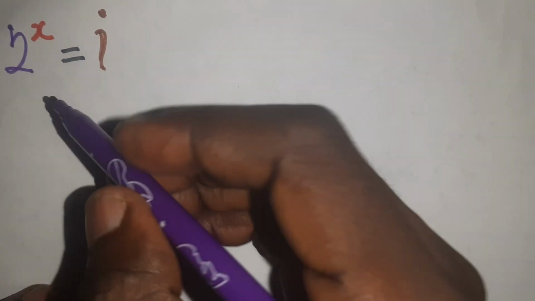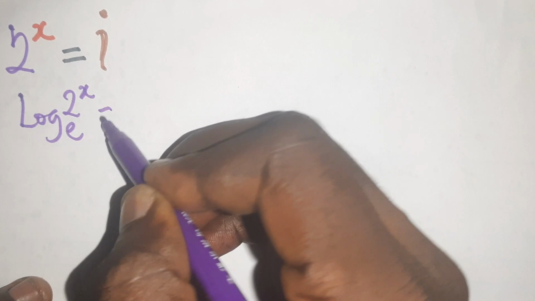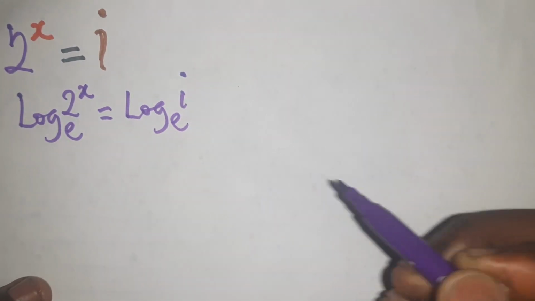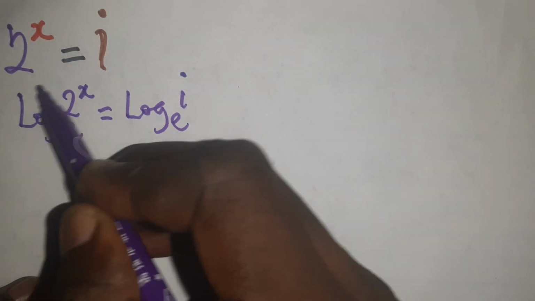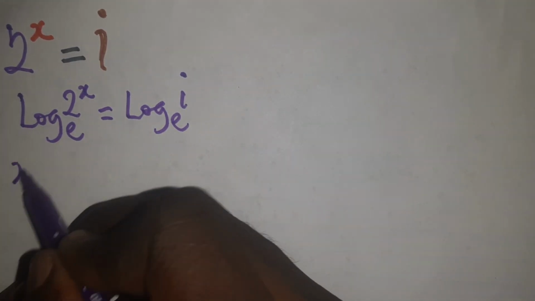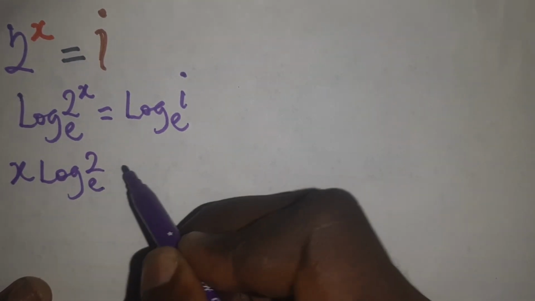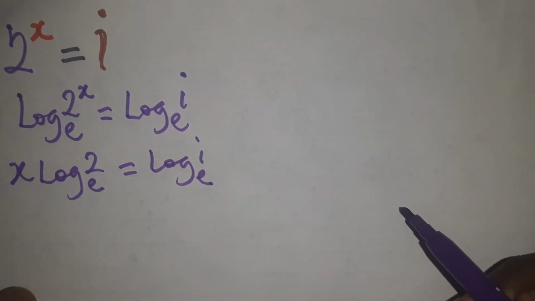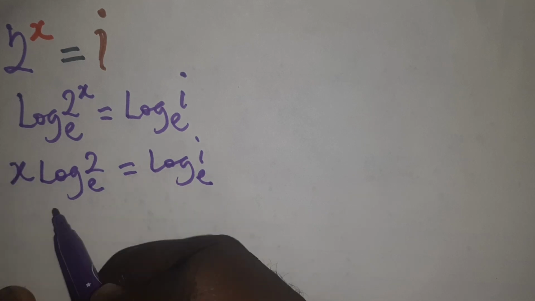So we now have log to the base e of 2 raised to power x equals log to the base e of i. And of course, the x can come in this way and be in product with log 2 base e. So we now have x log 2 base e equals log i to the base e. And of course, we can divide both sides by log 2 to the base e, so that the x will be free.